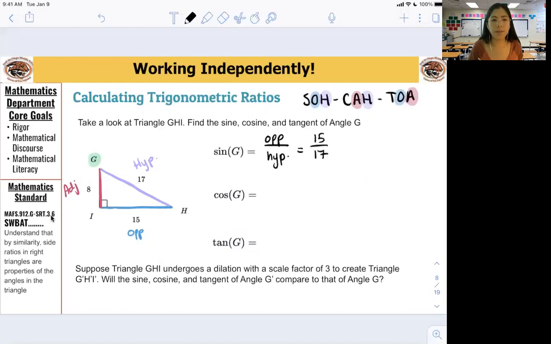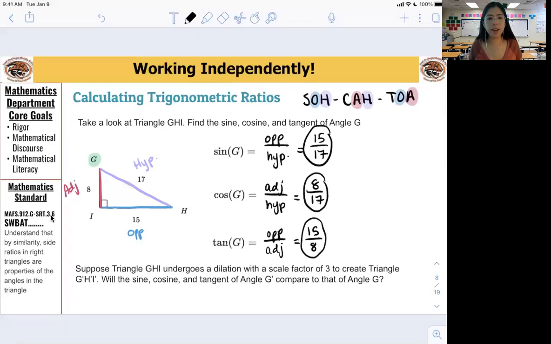How about cosine of G? Cosine of G. 8 over 17. Good. Here I'm doing adjacent over hypotenuse. So that's 8 over 17. And then tangent of G. 15 over 8. Good. This is opposite over adjacent. So we got 15 over 8. Perfect. So here's my 3 ratios.